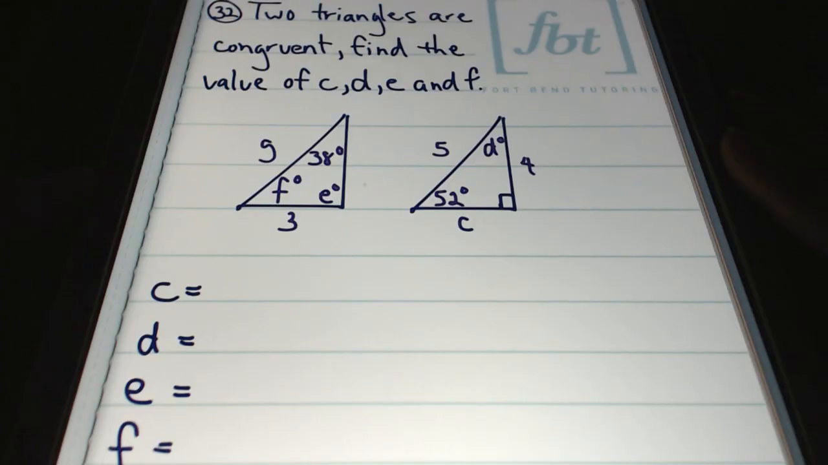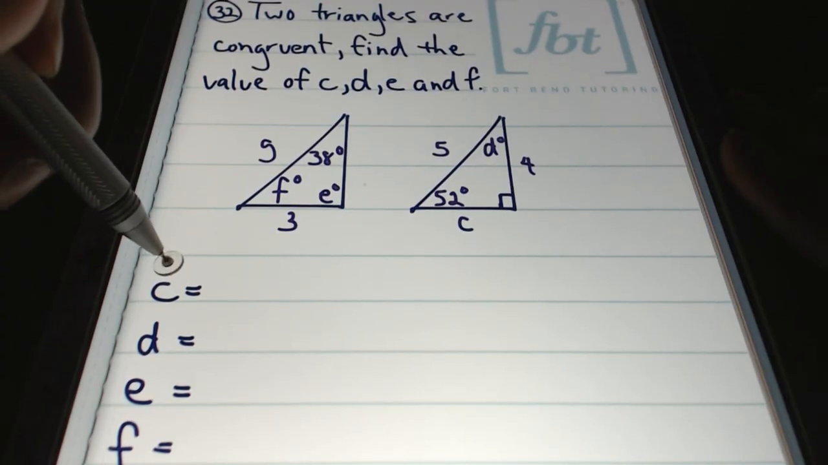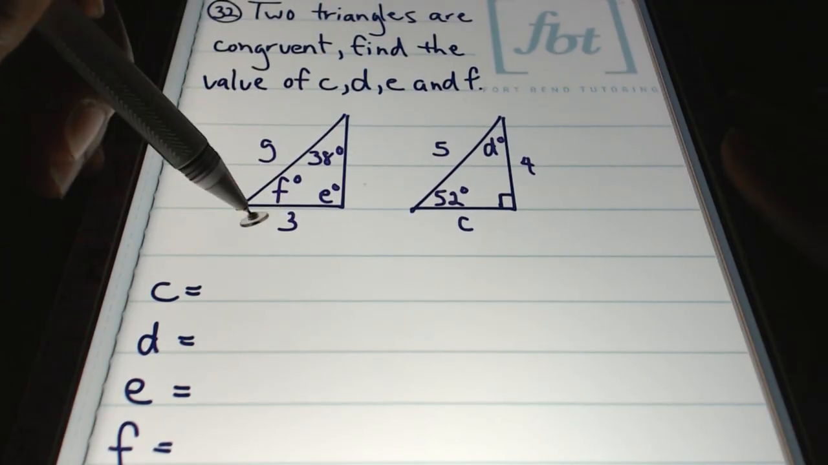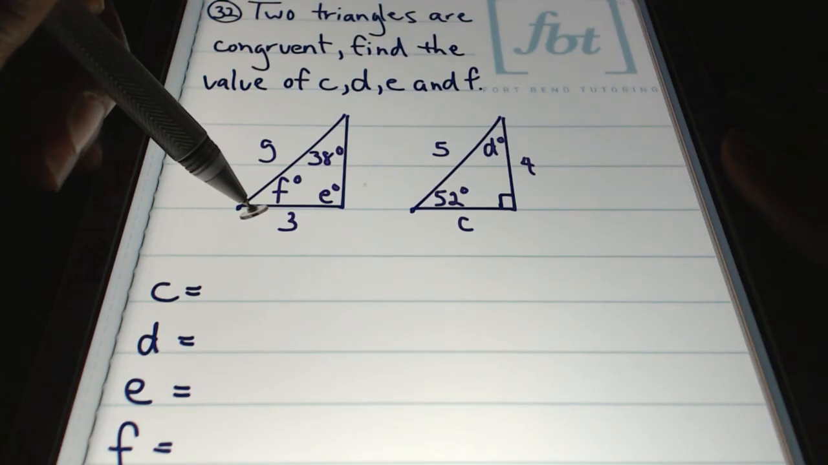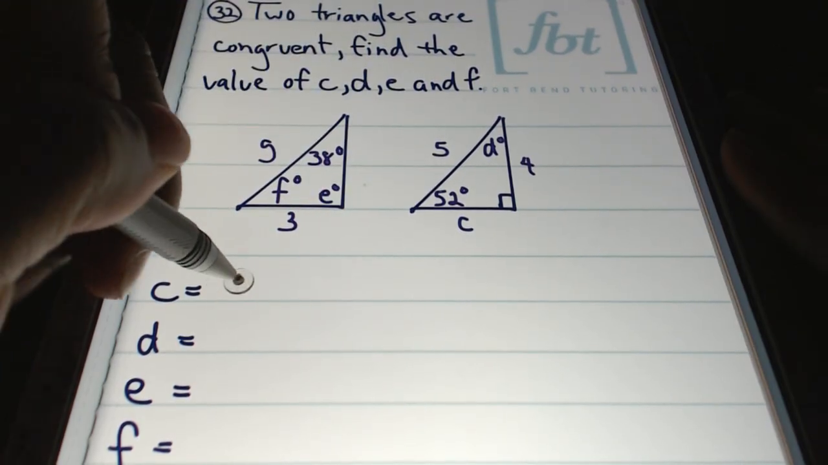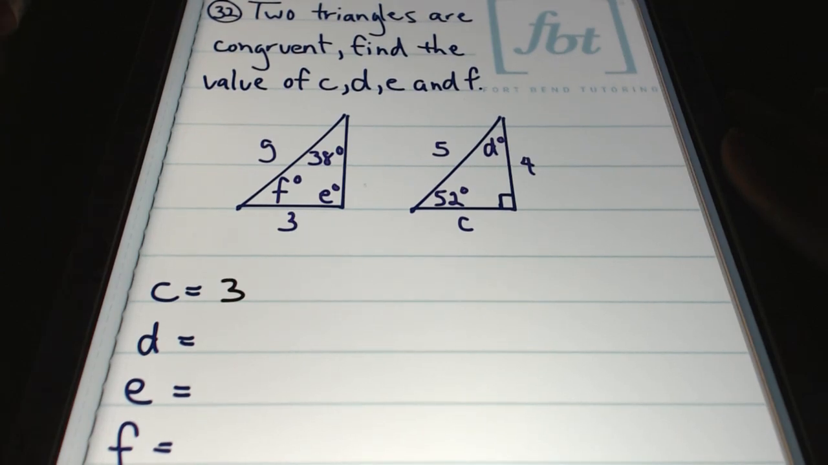So we're on a one-to-one basis right here. In other words, when I'm looking at the value of C, notice that the value of C is at the bottom, at the base of our triangle here. So that value for our base in this other triangle must be equivalent to C. So in other words, C is 3. That's the bottom line. But it has to be the same value.